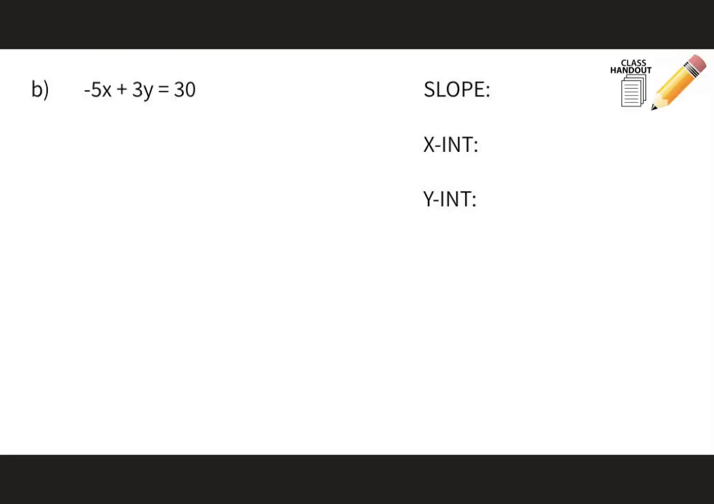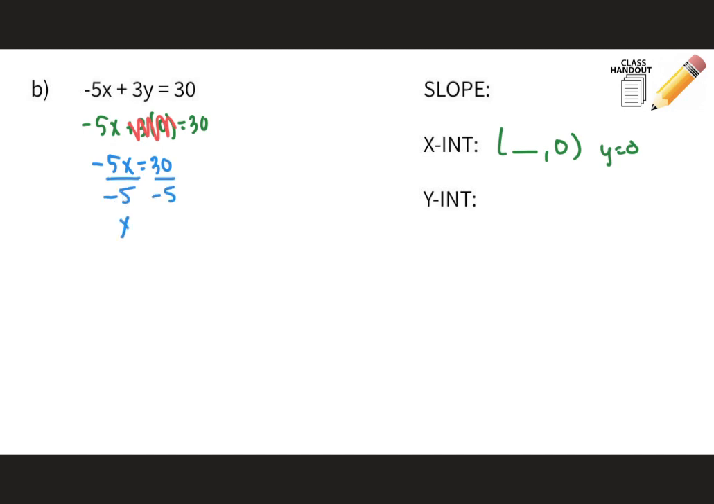All right, let's do another one here. So to find my x-intercept, I know that's going to be something comma 0, so I'm going to plug in y equals 0. So when we plug in y equals 0, we have negative 5x plus 3 times 0 is equal to 30. And we know that anything times 0 is just 0. So then I just have negative 5x equals 30, divided by negative 5. So x is negative 6. So my x-intercept is going to be negative 6 comma 0.